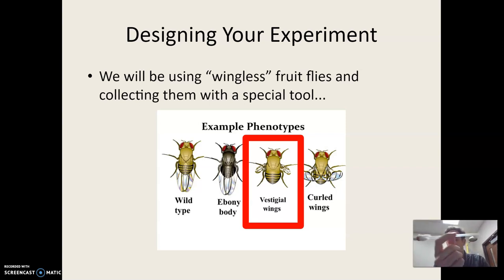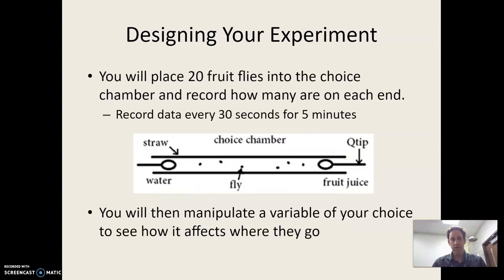But basically, there's a straw here with a little bit of gauze. And what you can do is you pull your flies and you suck them up into your straw to get them in there. And then once they're in, you can close off the end with a Q-tip. And then you can pull the gauze off and replace the other end with a Q-tip. And that is going to be your choice chamber as indicated in this picture.